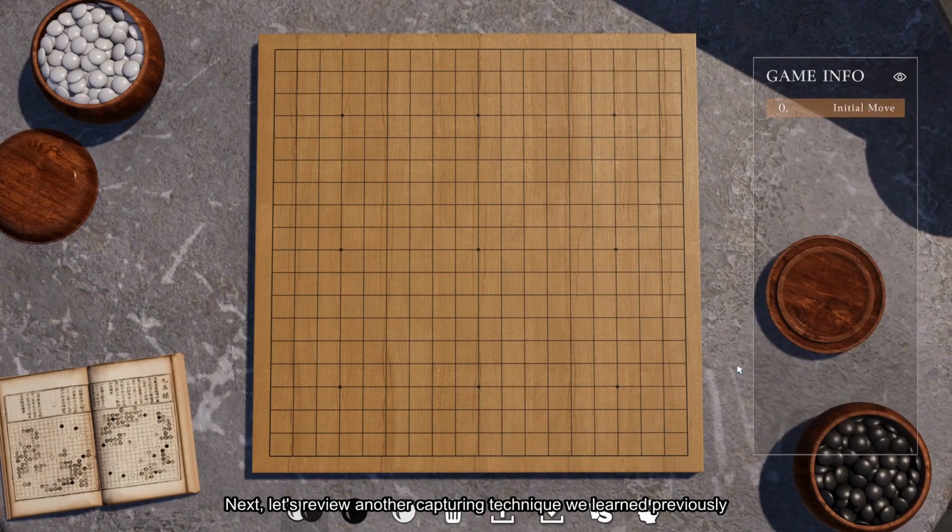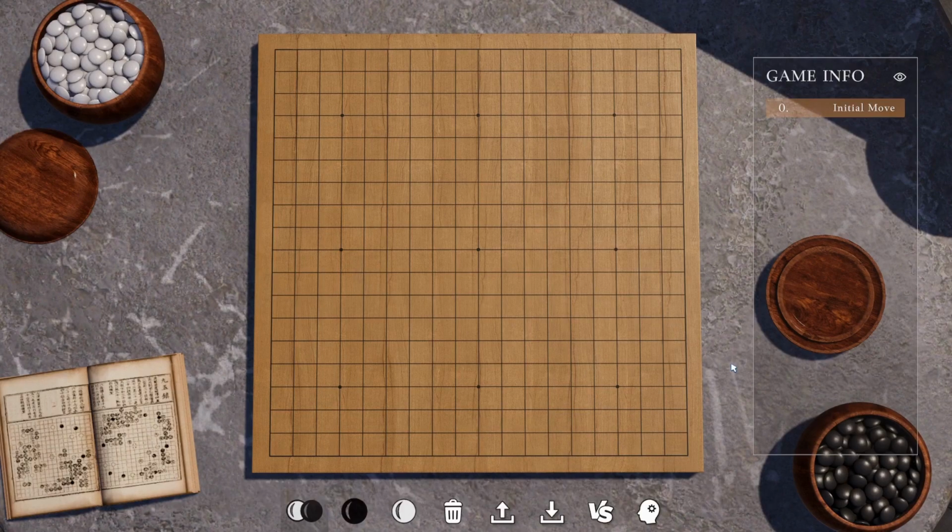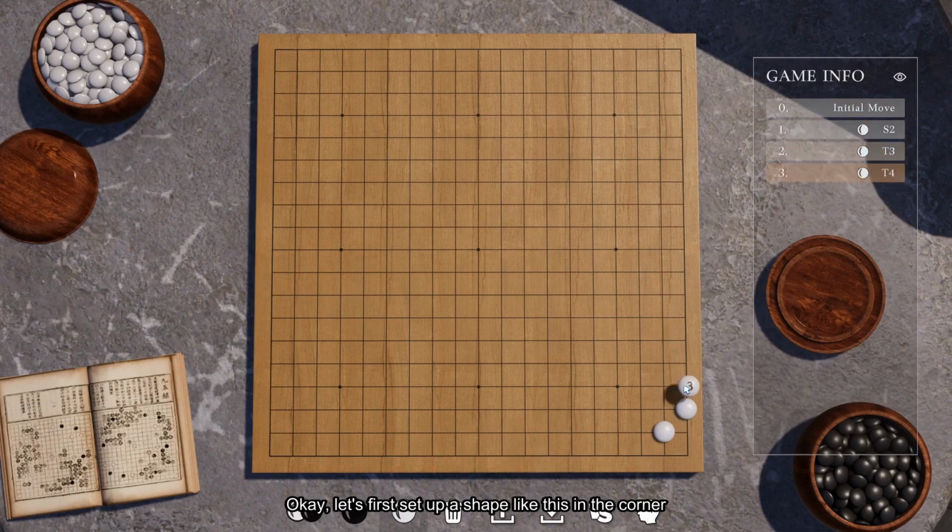Next, let's review another capturing technique we learned previously. We can use this technique to take liberties and capture the opponent. It is called a throw-in. We use a throw-in to reduce the opponent's liberties and capture them. Okay, let's first set up a shape like this in the corner.